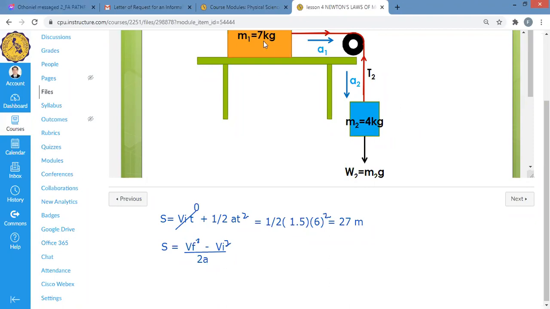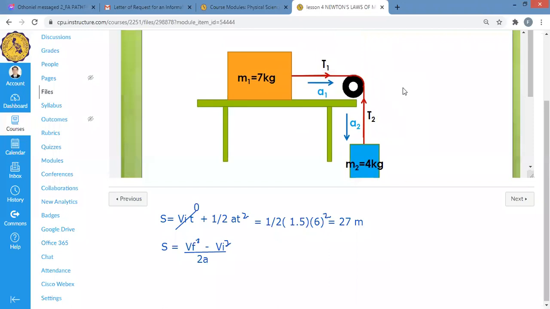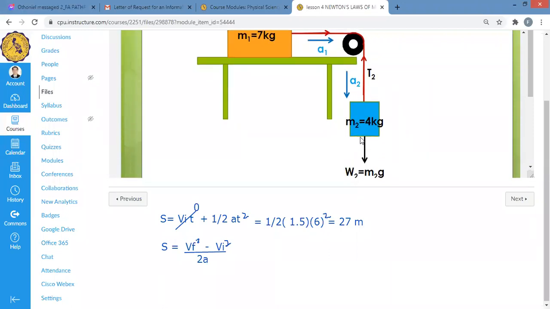Will this one move to the right, or will it remain steady? Remain steady is a possibility. But since this is 7 kilograms, and if you have a frictionless table, the table offers no friction at all, this one will obviously move to the right. Now, this one will go down by virtue of gravity. There's no other direction for this object but to go down. Since we are not pulling this to the left, this one will not go up.